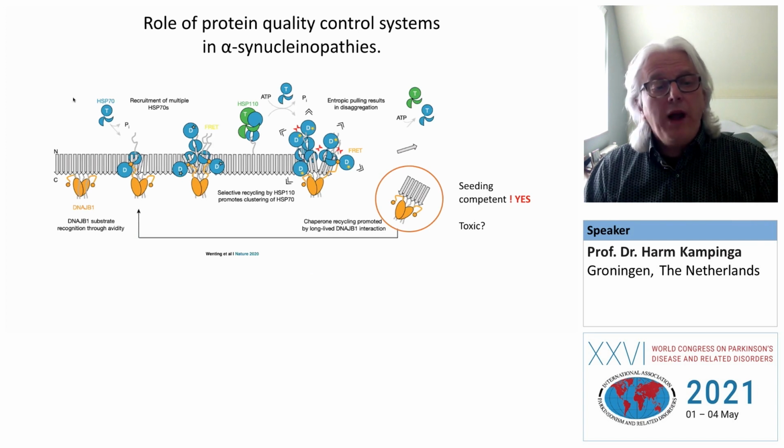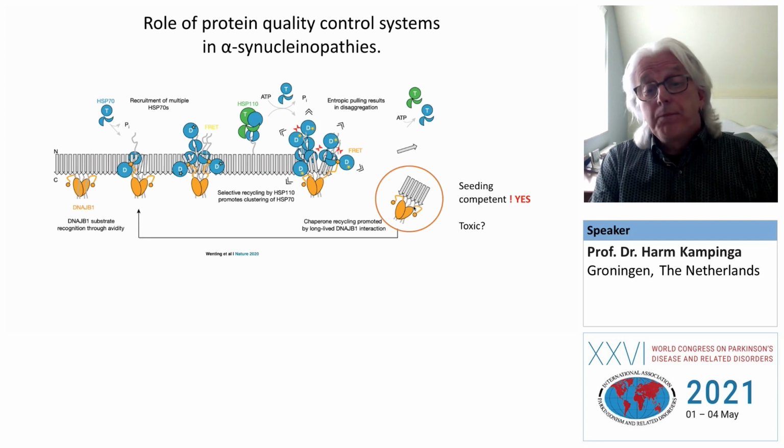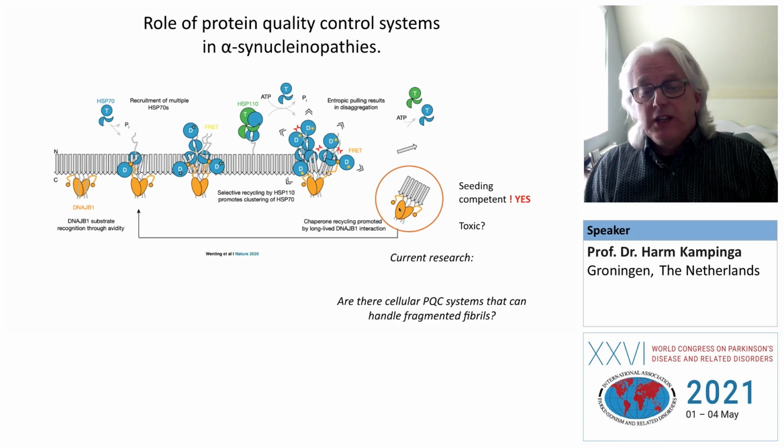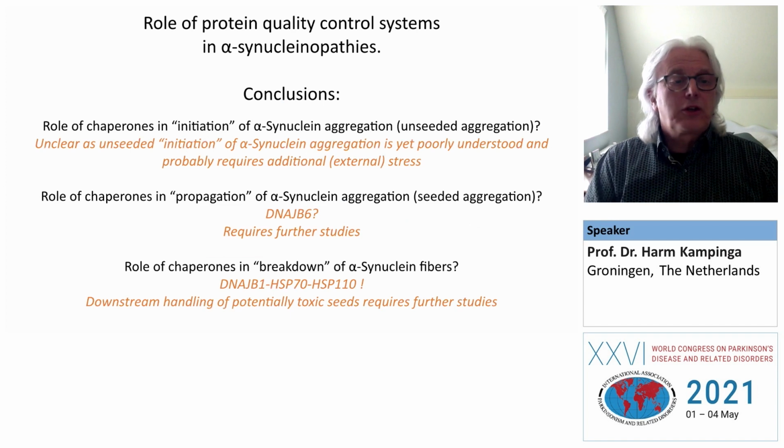Now the question is, why would one have such a disaggregation system if it would make things toxic? And we don't know. But maybe there are systems downstream of this fragmentation that can take care of it. And we have some evidence that downstream of this fragmentation there are cellular protein quality control systems, other than these chaperones, that can handle these fragmented fibrils to detoxify them. And with that, I come to the conclusions of my talk.